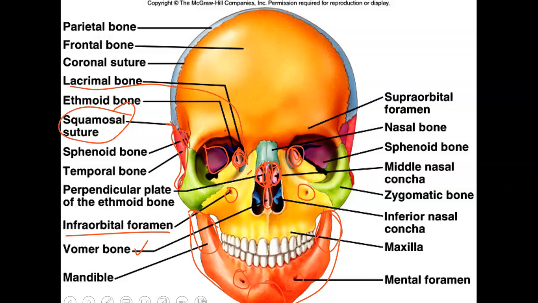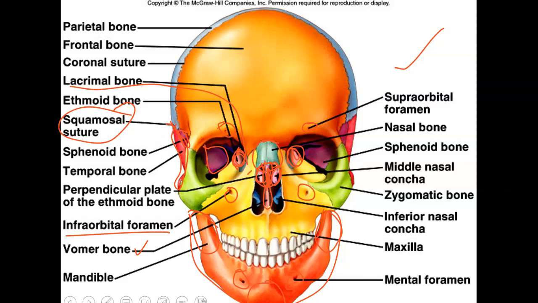Okay, coming to the top, over on the right-hand side, we have holes above the orbitals, and those are going to be called the supraorbital foramen. Then, coming on down, you have this nasal bone here. Notice there's two of those. They come together and they form that bridge of the nose.